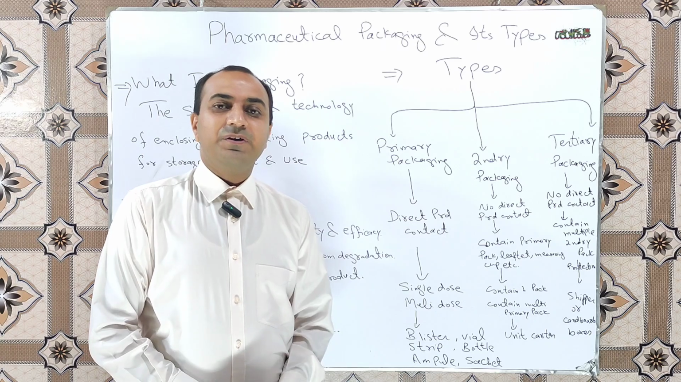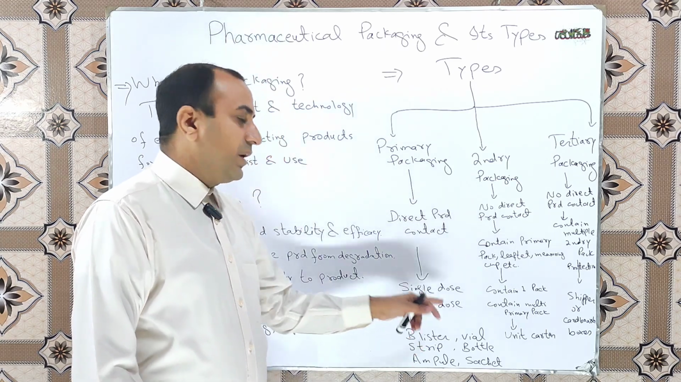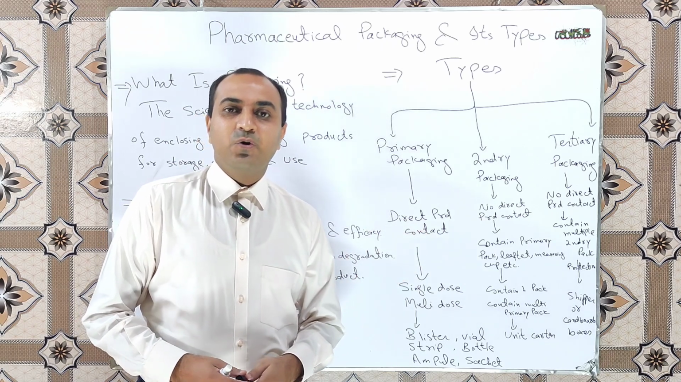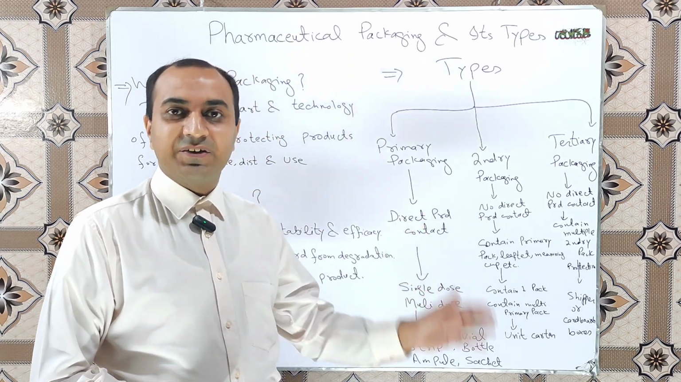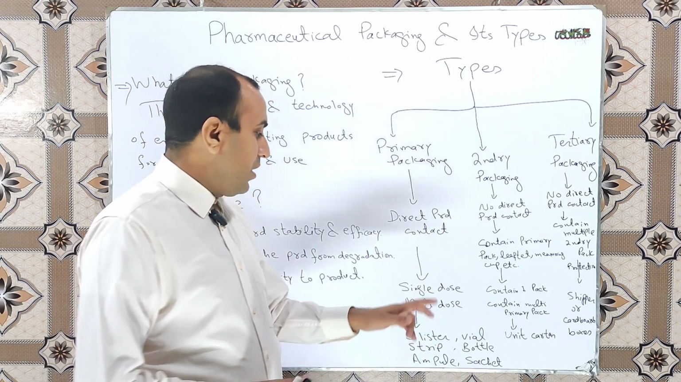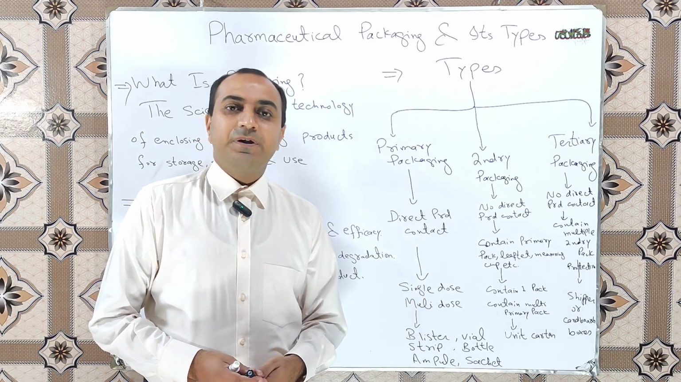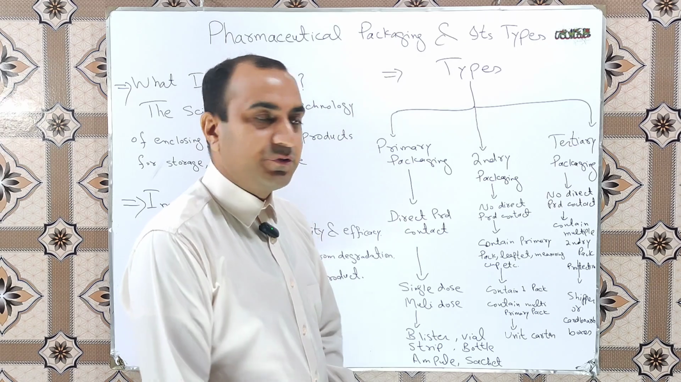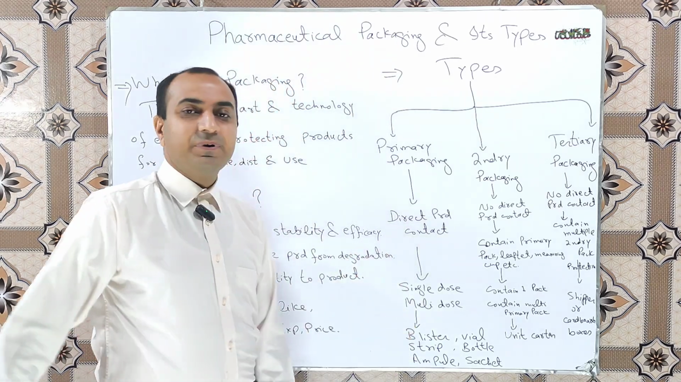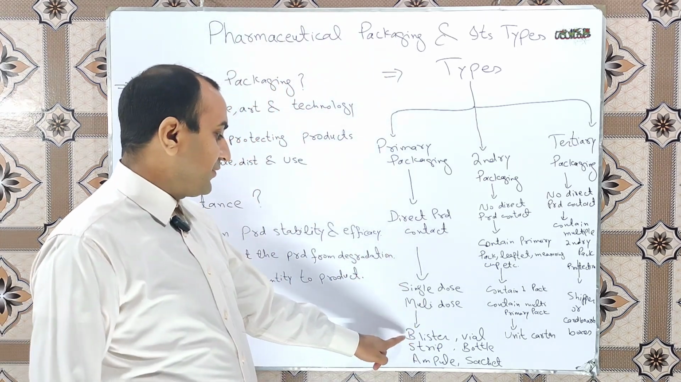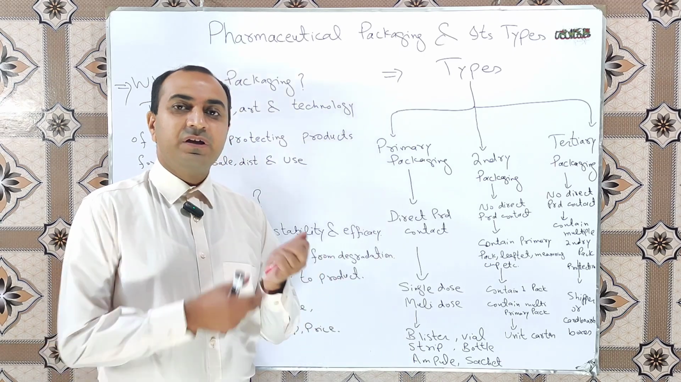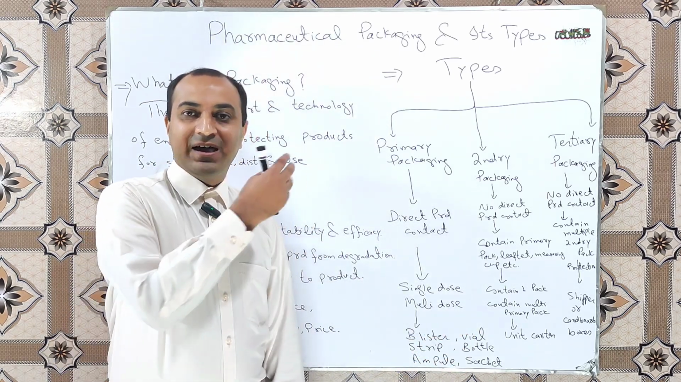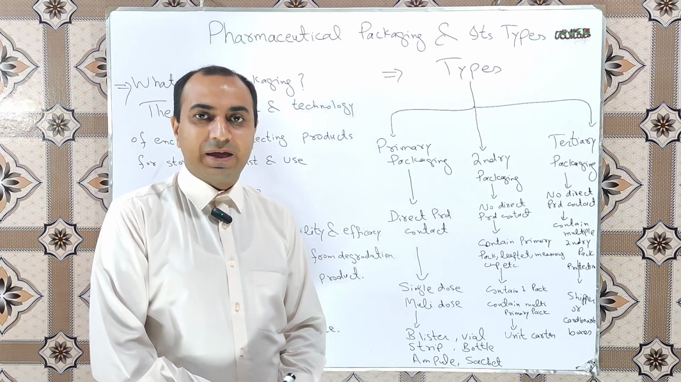Primary packaging may be single dose or multi-dose. That means primary packaging may contain a single dose for single use like a sachet or single ampule, or it may have multiple doses like a vial containing multiple doses. So what are the examples of primary packaging? Blister, strip, ampules, collapsible tubes, vials, bottle and sachet are all examples of primary packaging.